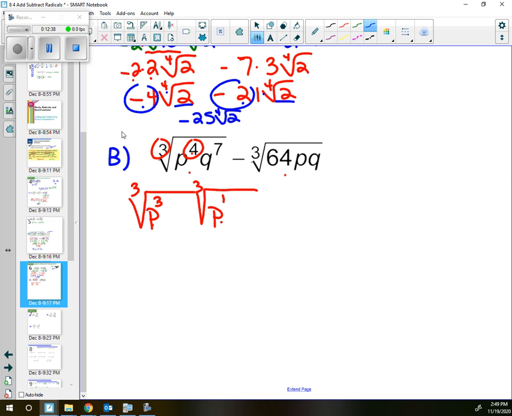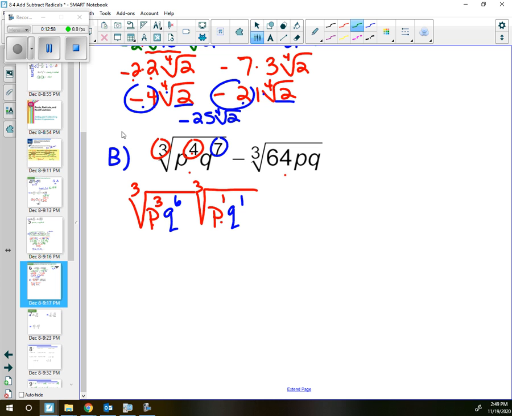All right, 7 isn't divisible by 3 either, so I can't take 7 cubes and divide it into 3 groups, but what's the closest number to 7 that is divisible by 3? Well, can I do 6? Is 6 divisible by 3? Sure is, so that's going to leave me with a q to the first left over as well, so I can actually break it down.